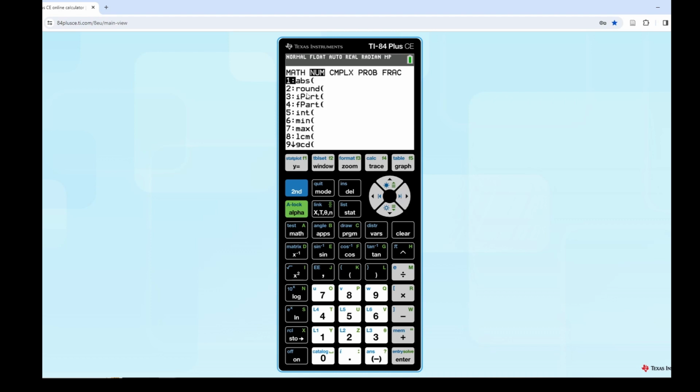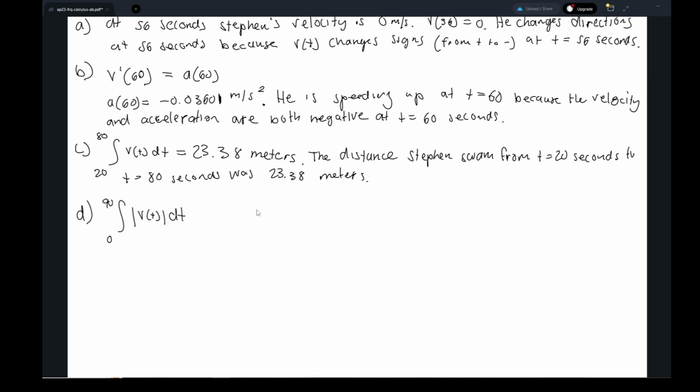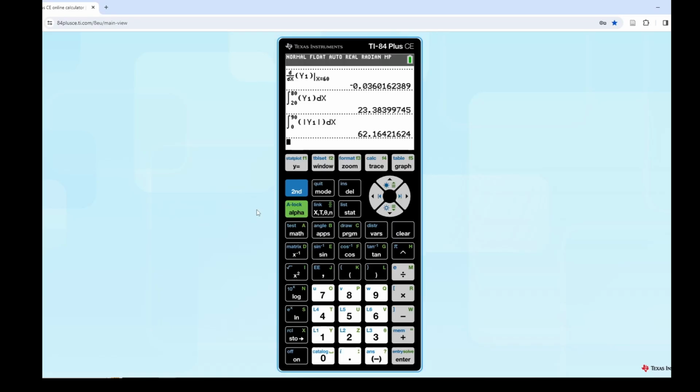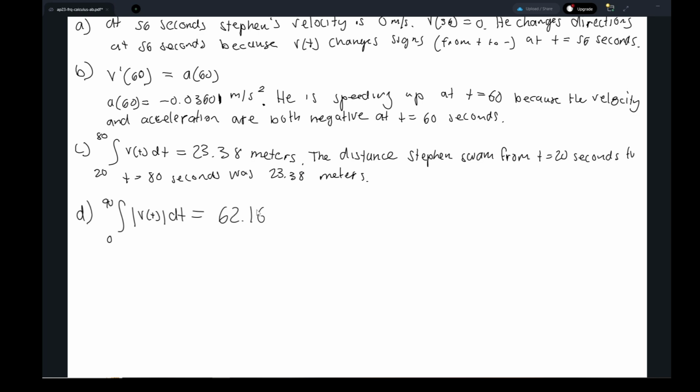I'll go into math. I'll press this button right here to get into number. I'm going to press enter for my absolute value. Then I'm going to copy and paste whatever I put into my y1 into here. And I'm going to put dx. And this is going to calculate, and it's going to tell me that his total distance traveled was 62.164 meters. So, and this is equal to 62.164 meters.